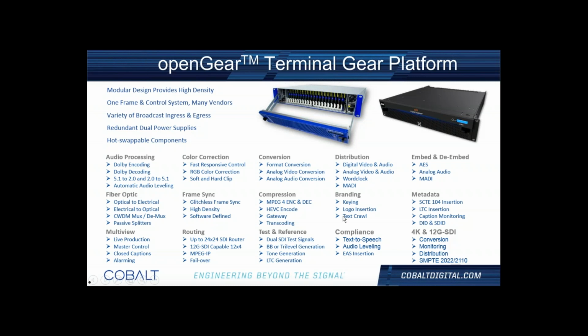And then what this is illustrating here is the different categories that we offer for the Open Gear platform. As you can see, there are different categories: audio, color correction, fiber optics, multi-view routing, compression, branding, frame sync, and so on, and up to 4K. All of these have different products associated with those categories.